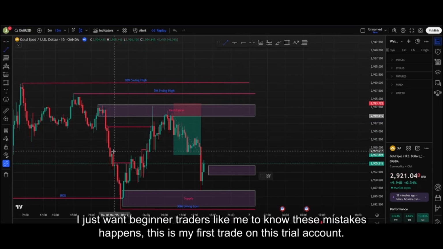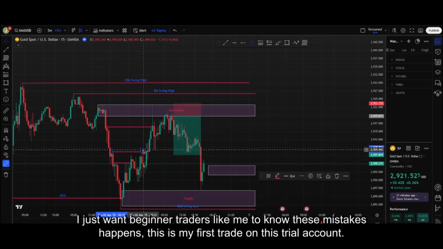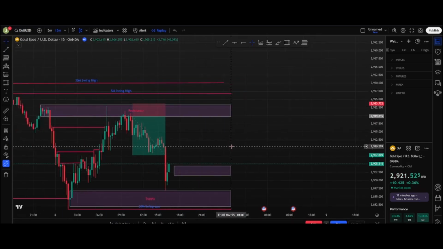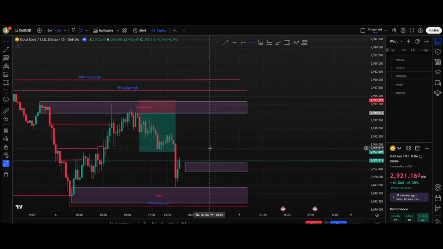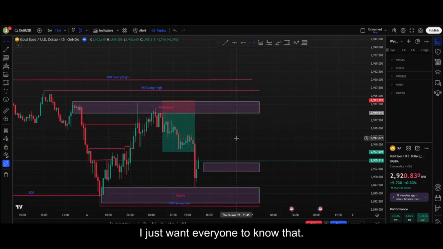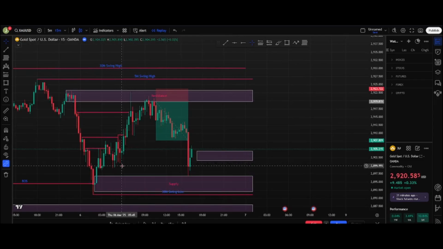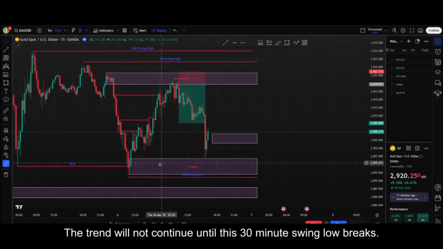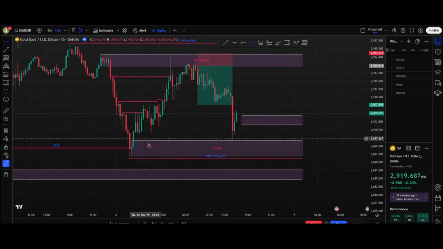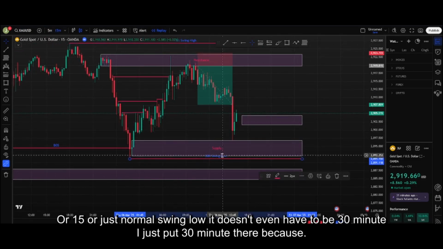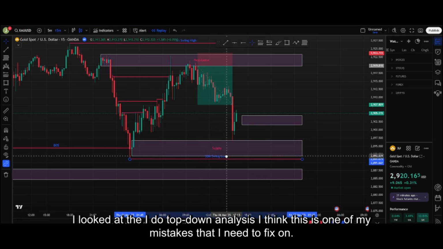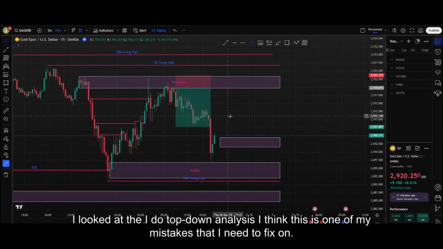And I just want beginner traders like me to know these mistakes happen. This is my first trade on this trial account, and I just want everyone to know that. But basically, the trend will not continue until this 30-minute swing low breaks, or 15, or just this normal swing low. It doesn't even have to be 30-minute. I just put 30-minute there because I do top-down analysis. So I think this is one of my mistakes that I need to fix.